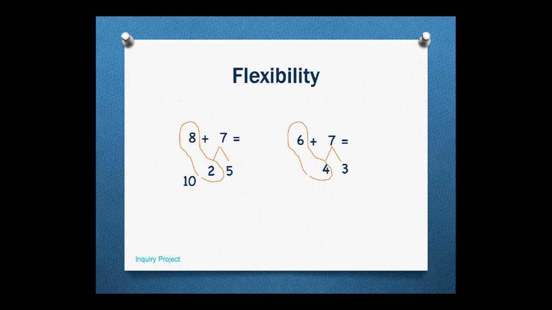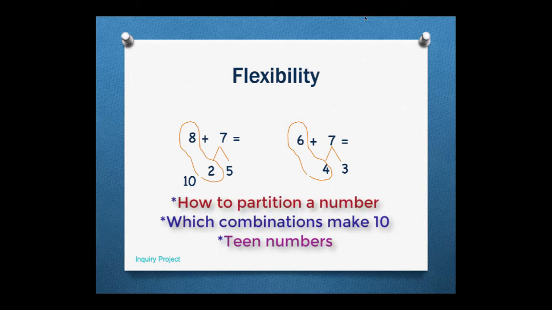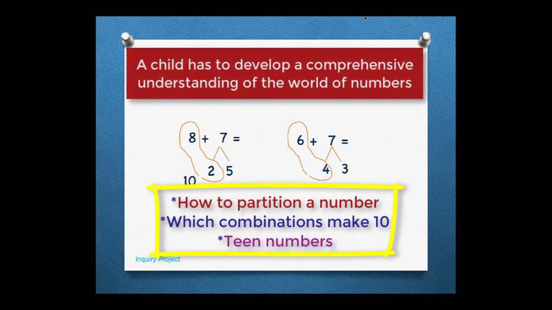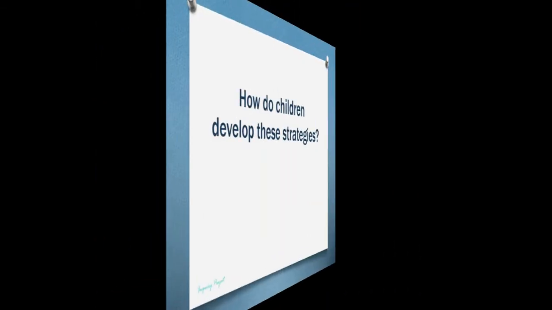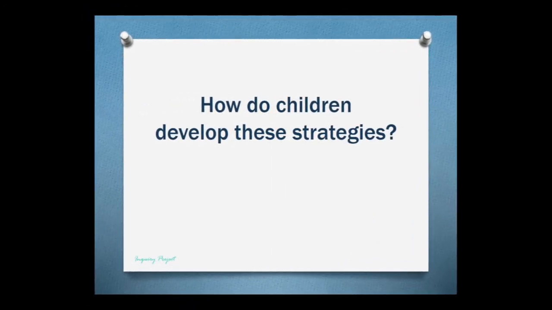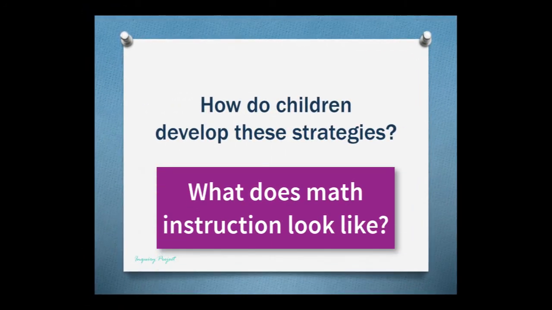In other words, in addition to knowing how to partition numbers, which combinations make 10, and how adding to 10 yields the teen number, the child has to be able to bring to bear all the aspects of this knowledge that are relevant for the particular task at hand. Another way to say it is that the child has to develop a comprehensive understanding of the world of numbers as a whole. In this case, we're talking about numbers to 20. This leads us back to our question, how do children develop these strategies? Or in other words, what does math instruction look like if our goal is that children develop these ways of thinking and reasoning?